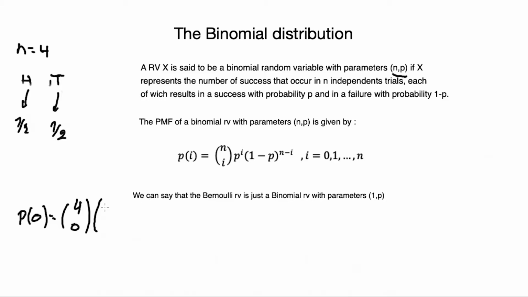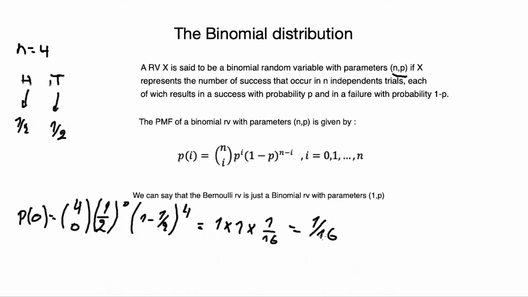So p here will be 1/2 power 0 times 1 minus p, which is 1 minus 1/2, power n minus i, which is 4 minus 0, so it is 4. 4 chosen 0 is 1, so 1 times 1/2 power 0 is 1, and here 1/2 power 4 is 1 over 16. So the final result is 1 over 16 for 0.